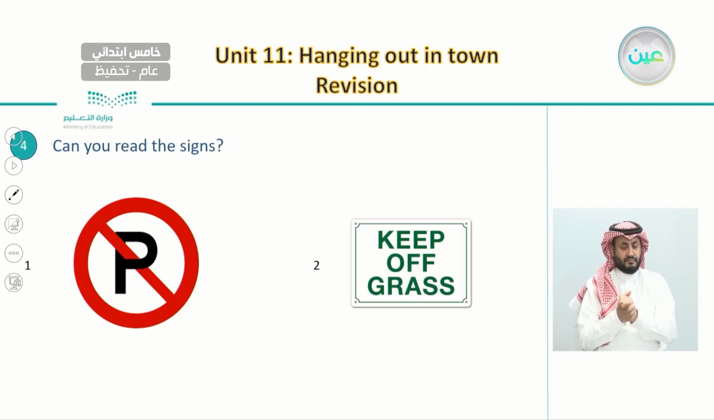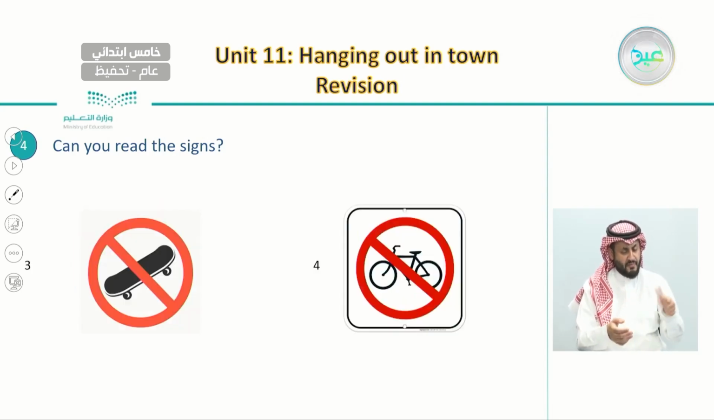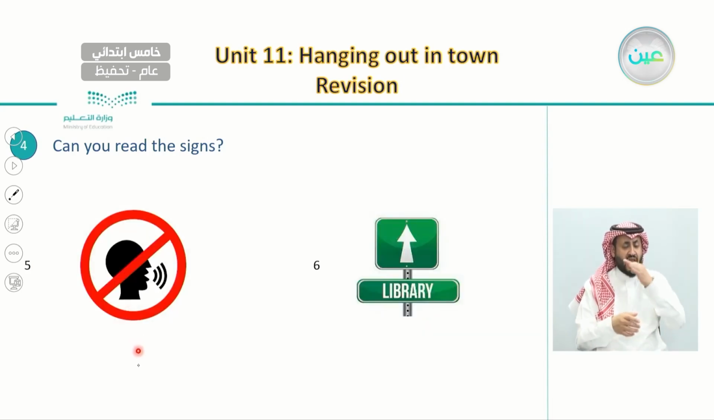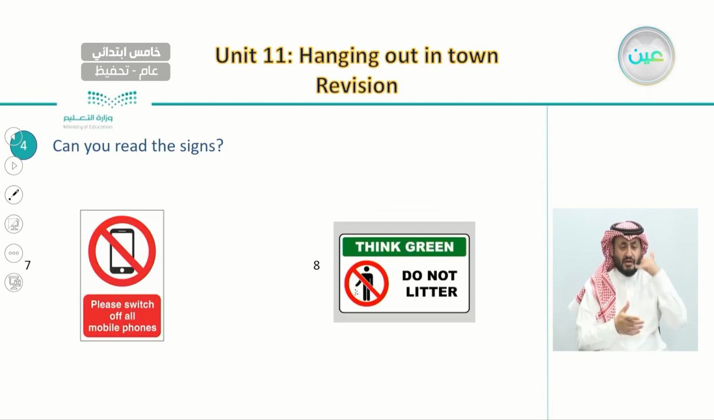And after this we had an exercise about signs, where we said that you can read and predict these signs. So the first one is no parking. The second one is keep off the grass. And no skateboarding, no riding bicycles, no talking, and library is straight ahead. And number 7, please switch off all mobile phones. With number 8, think green. Do not litter or throw waste.